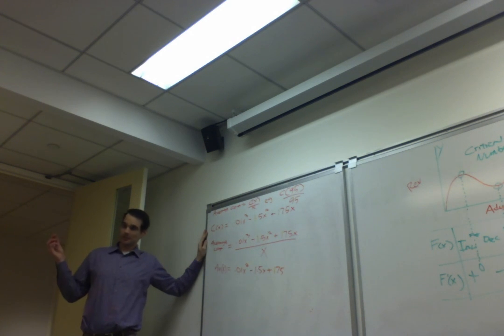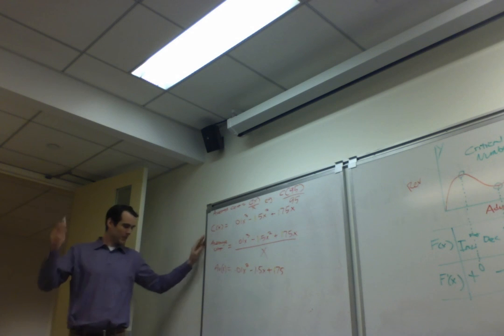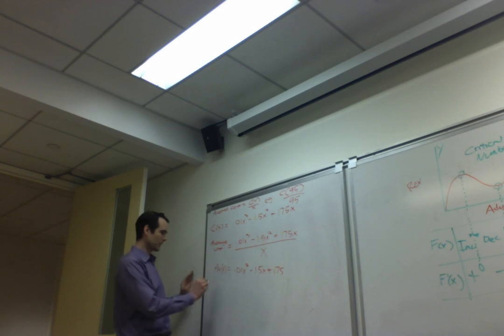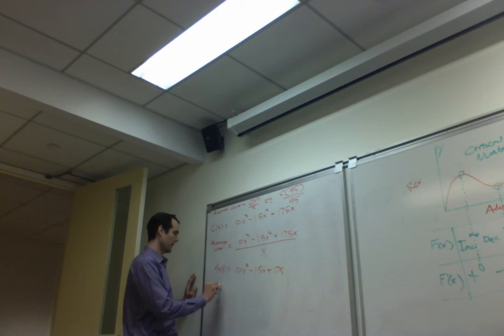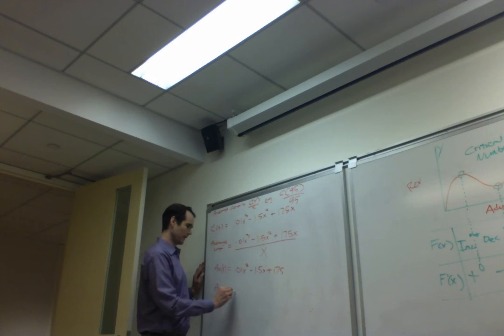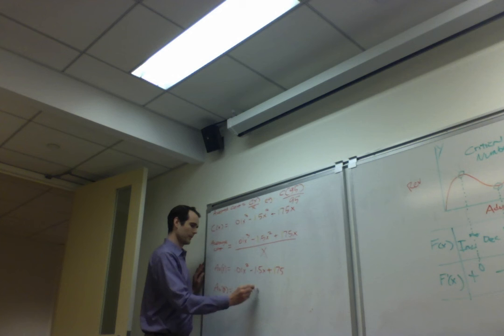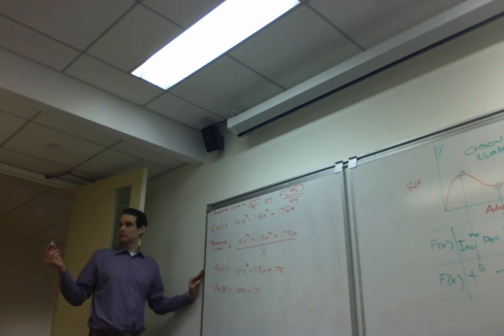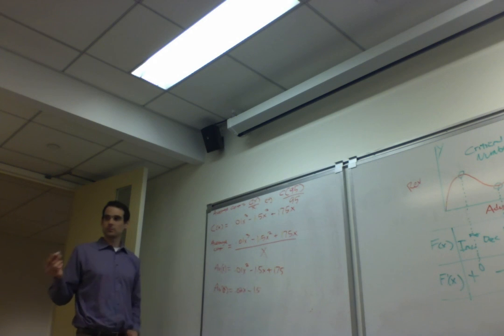So let's do it. What do you say? What's our first step? Find the derivative of this function. All right, so we want AV prime of x equals this: 2 times, what's 2 times 0.01? 0.02? Is that right? 0.02x minus 1.5. And this 175 goes away. Right? What's our next step?